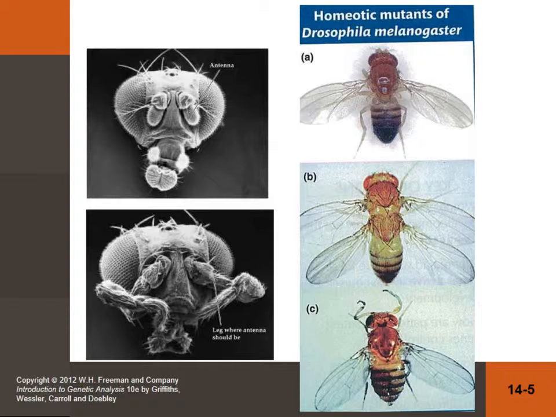Even more stunning are the images to the left, which show the small pair of antennae in the top image, and then at the bottom we can see that there are legs in place of where the antennae should be, and that's indicated there. So quite bizarre mutants that really sparked this field of study.